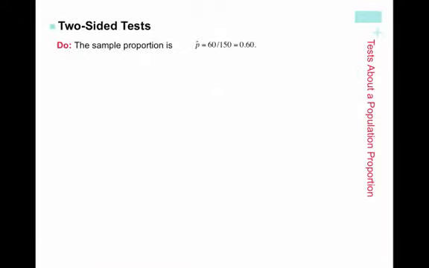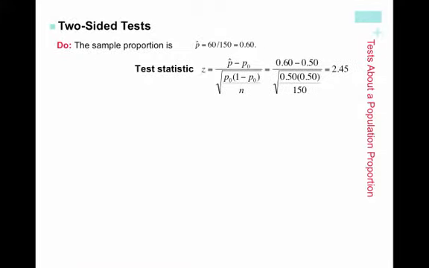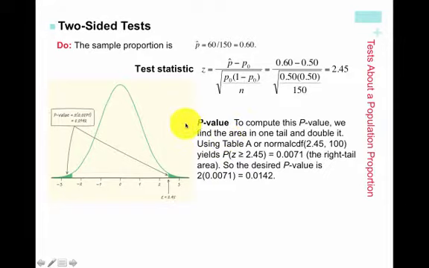So now we do. Our p hat is 0.6. Our test statistic, z equals 2.45. Our p-value, we're going to use our table A, or we're going to use our calculator, and we find that the area in each tail of this two-tailed test is 0.0071. So our total p-value will be double that because both tails have the same area. We add them together or simply double what we got.